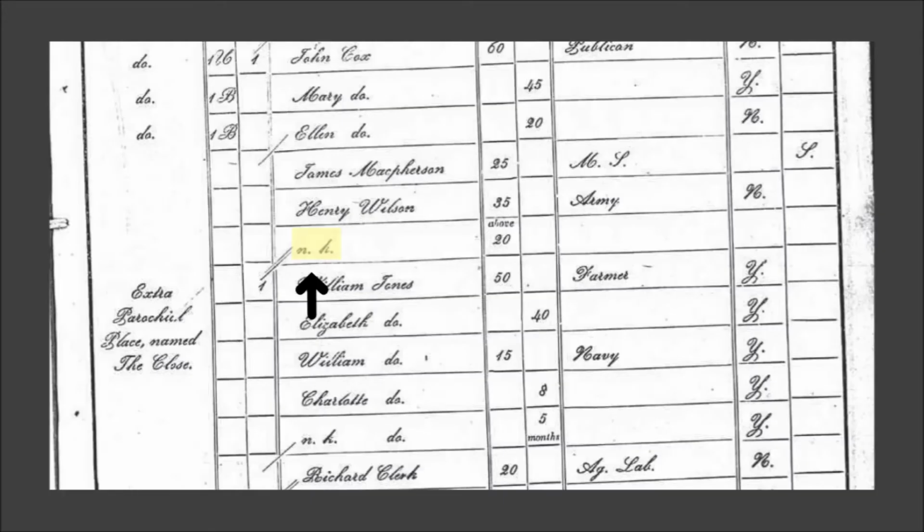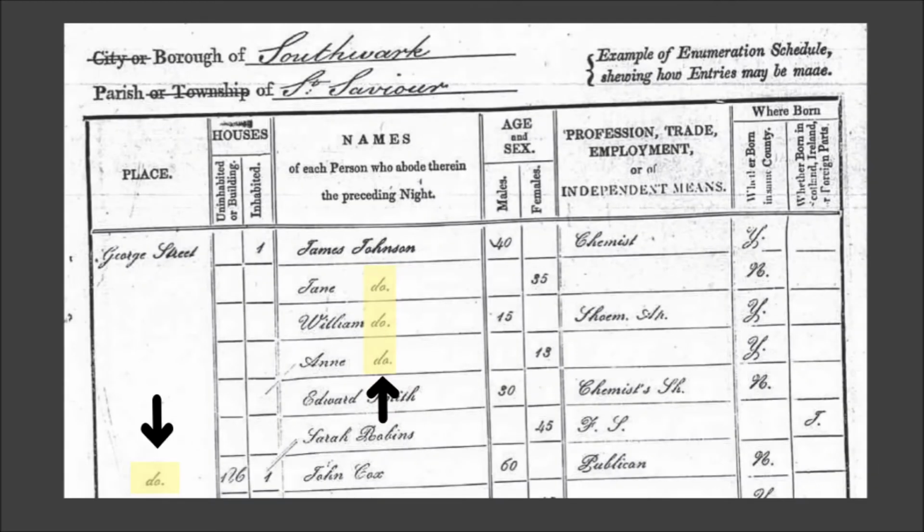If a name is not known, such as a baby yet to be named, or someone who spent the night in an inn but left without leaving his details, then NK for not known is to be written on the form. When the name is identical to the previous name, then DO is written. All rows were to be filled in with no rows left blank.